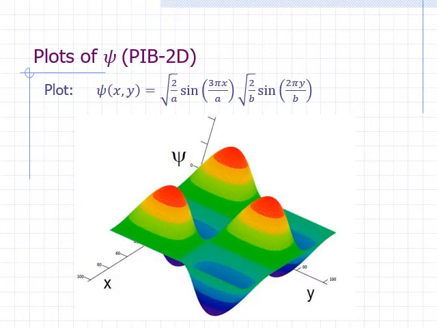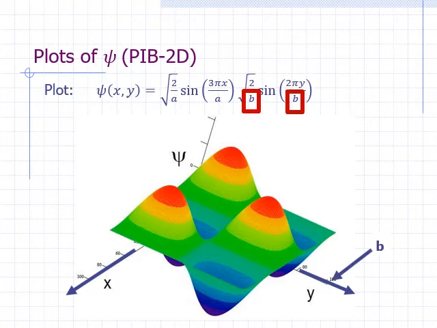Here's a 3-dimensional plot of psi versus x and y for n sub x equals 3 and n sub y equals 2. Here's the x-axis. The length of the box along the x-axis is A. Here's the y-axis. The length of the box along the y-axis is B. Remember that the nodes divide the box into sections, in this case, 6 sections. Here's a way to visualize psi in the 6 sections of the box.